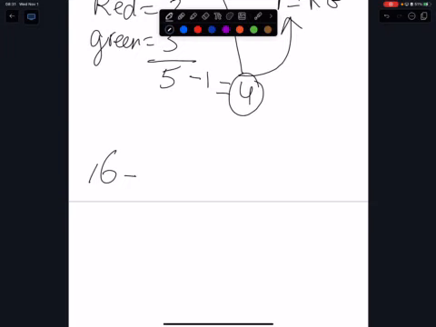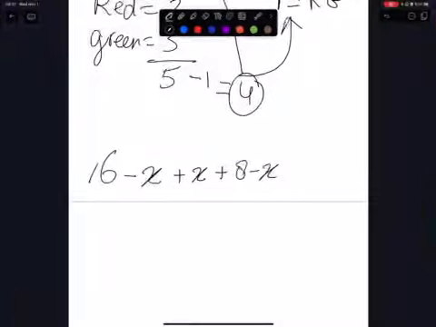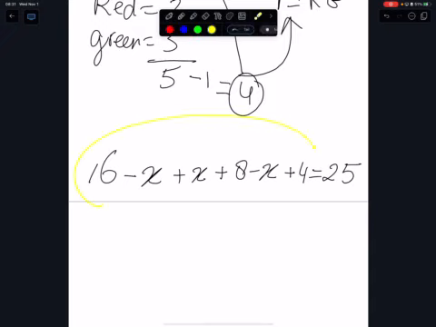It turns into algebra. This is set A. When you add x, because you have to add everything together, do not forget those 4 who didn't watch the games, who only played mathematics. And the total number of people should be 25. This is chapter 4, basic algebra. Add everything together.